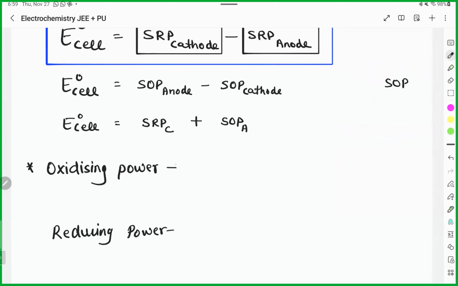Oxidizing power, sir. We can say it is the tendency to accept electrons, which can oxidize the other. It oxidizes the other, and itself undergoes reduction. So here we'll talk about standard reduction potential. And because it can reduce easily, its oxidation potential will be very less.